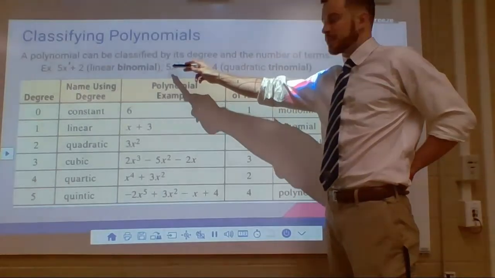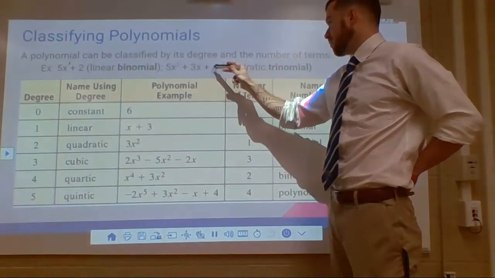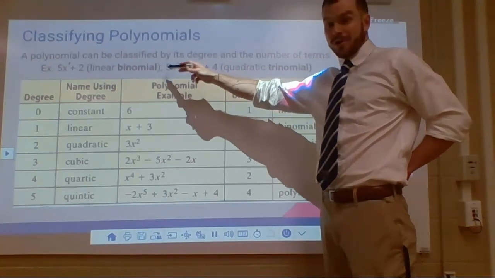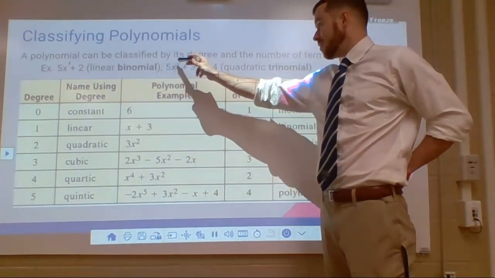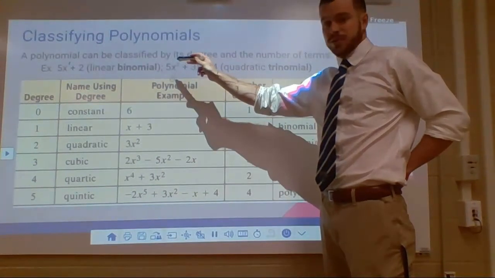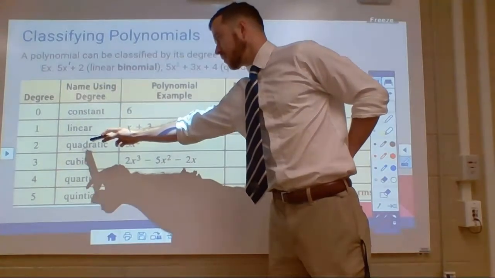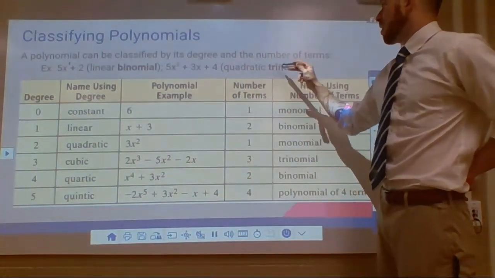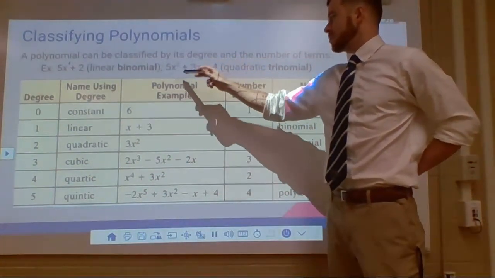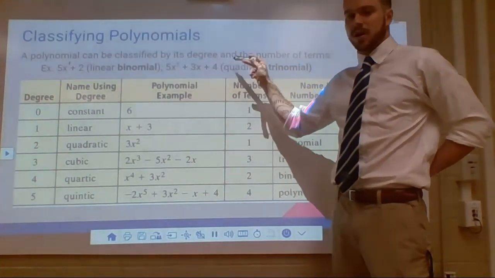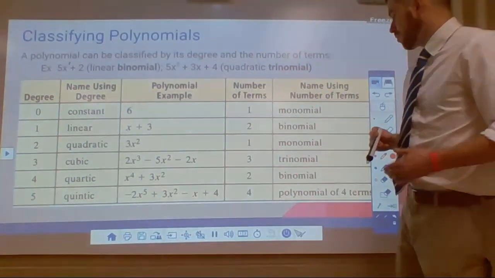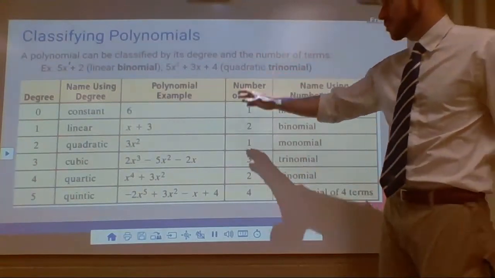Now another example is 5x squared plus 3x plus 4. Well, remember quadratics from our last unit. We see the highest degree is 2. So if the highest degree is 2, it's a quadratic trinomial. It has 3 terms, 1, 2, 3. So we'd say this is a quadratic trinomial. So I encourage you to copy this chart.